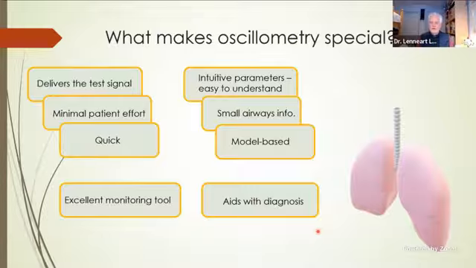So the traditional way of looking at oscillometry is really more of a technological, almost engineering approach. We deliver the test signal, there's minimal effort, it's quick, it's easy, and so on. I would say it's also important to recognize that the parameters, for all the hesitations, I respect that, I would claim are very intuitive and should be easy to understand with a minimal amount of effort. We do get small airways info, which is important as relates to the previous slide.